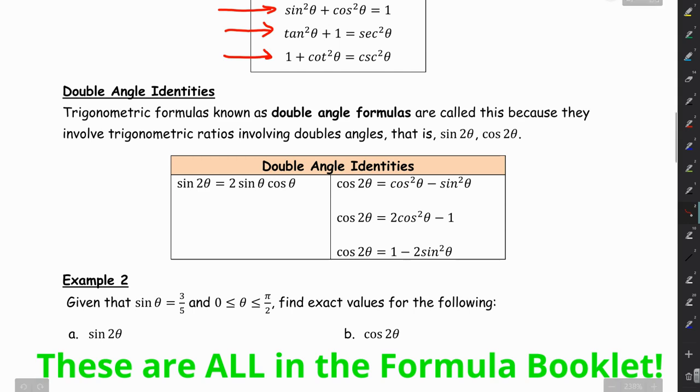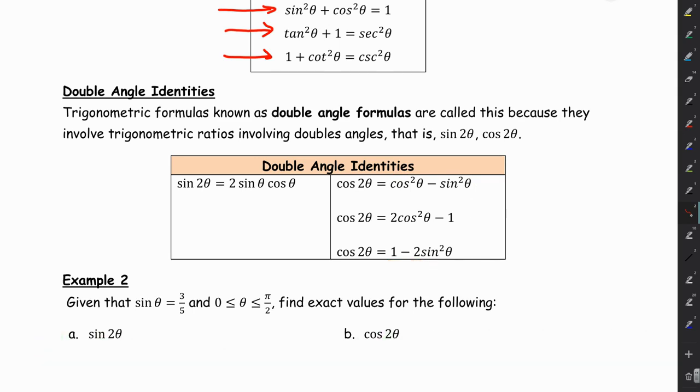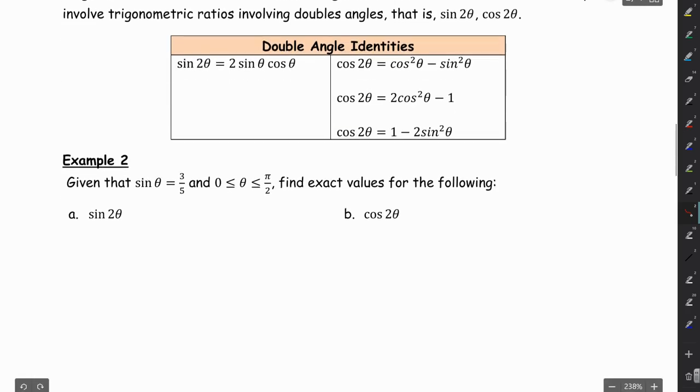All right, so sine of 2 theta can be rewritten as 2 sine theta cosine theta, and cosine 2 theta can be rewritten in any of these forms. Right now, we're not going to look at the proofs of these. You're just going to have to trust me that these exist, and you're welcome on that. So example 2, we're given some information here, and we're asked to find the double angle. So let's go ahead and work through these.